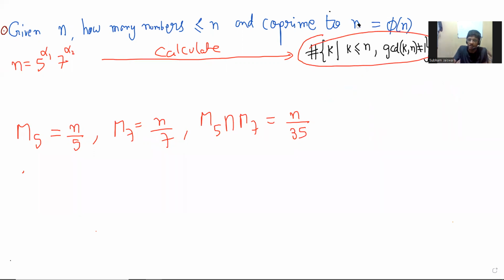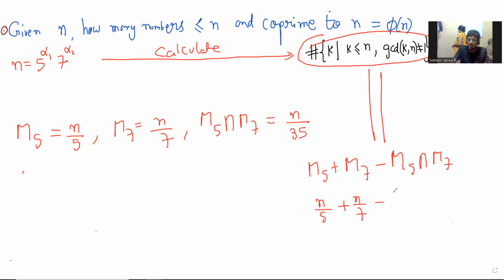So what will this thing become? Well, it will just become M5 plus M7 minus the intersection, the simplest kind of counting we are using. It's just n by 5 plus n by 7 minus n by 35. And that's the answer. It is always like this. See? It is very simple. When you have 3 numbers, you just use inclusion exclusion for 3 sets, and it's not difficult. You would know what you have to subtract and then add.